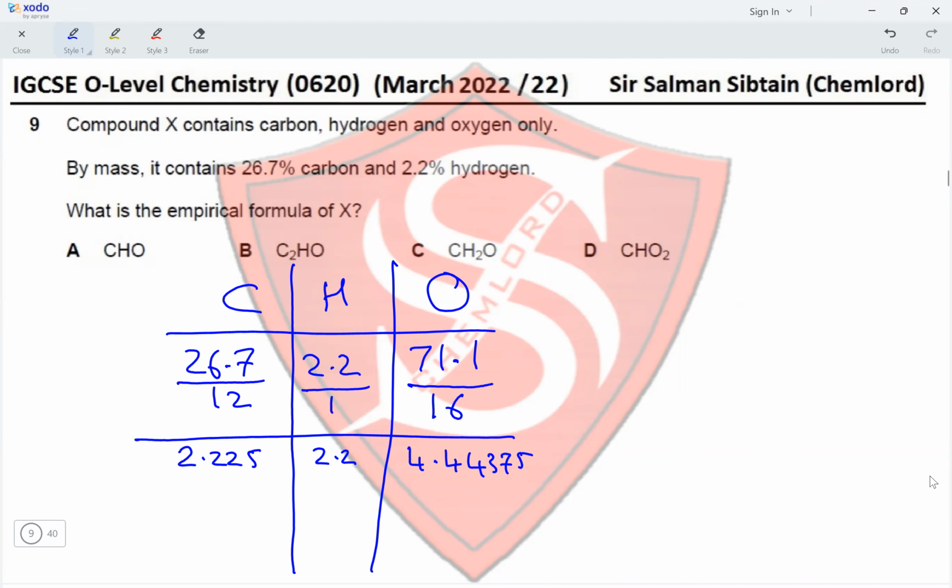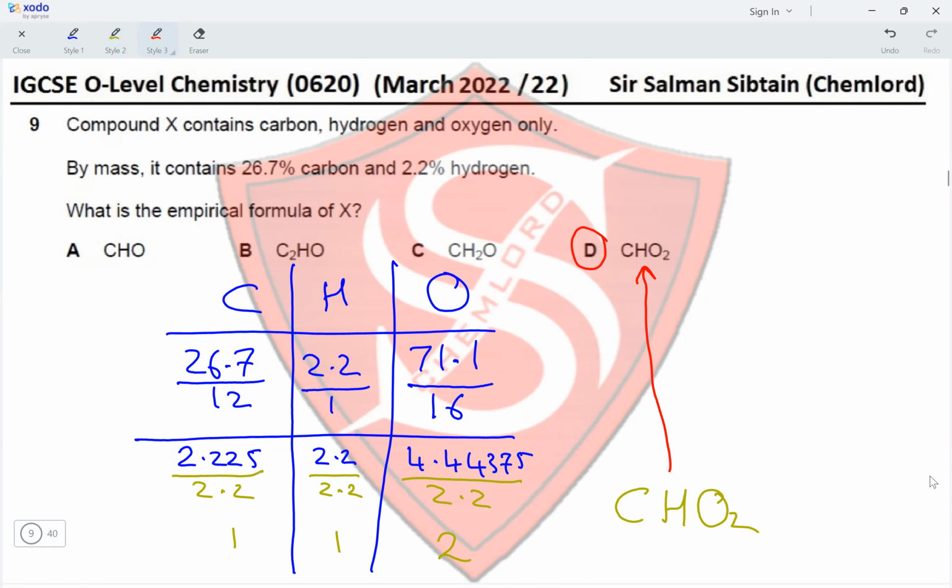So the smallest out of all of these three would be 2.2. So we would divide each of these by 2.2, giving us a ratio of 1 : 1 : 2. This is the ratio of carbon to hydrogen to oxygen. So that would make the empirical formula CHO2, because there is one atom of carbon, one atom of hydrogen, and two atoms of oxygen in the empirical formula. So this makes option D the correct option for this question.